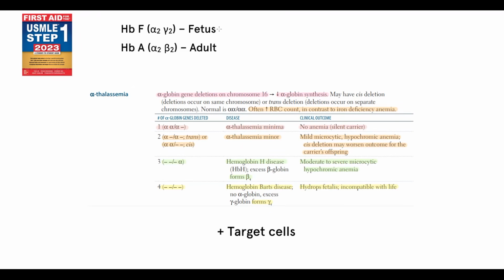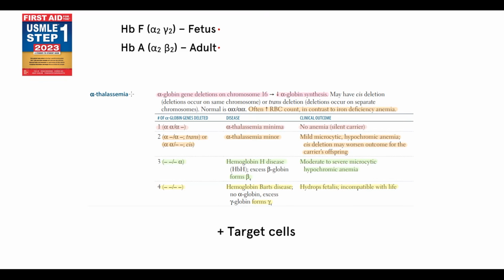To understand thalassemia, we have to know that we have two major forms of hemoglobin. Hemoglobin F, which is composed of two alpha chains and two gamma chains, is the major form of hemoglobin in the fetus. And an adult person has hemoglobin A, which is composed of two alpha chains and two beta chains.